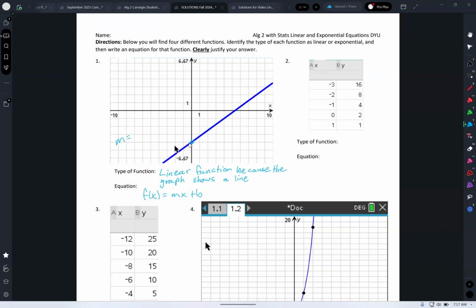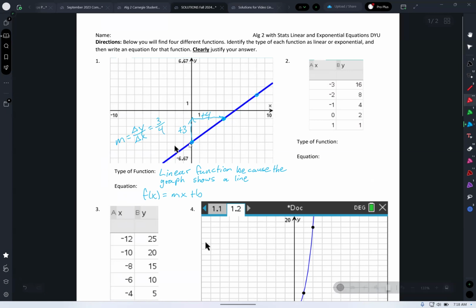Identify any two clear points on the graph. I am noting those here. And I see that I am rising 3, so up 3, and I am running to the right 4. So my slope, my change in y, right? Don't forget that Greek letter delta. It just means change. Change in y is 3. Change in x is 4.